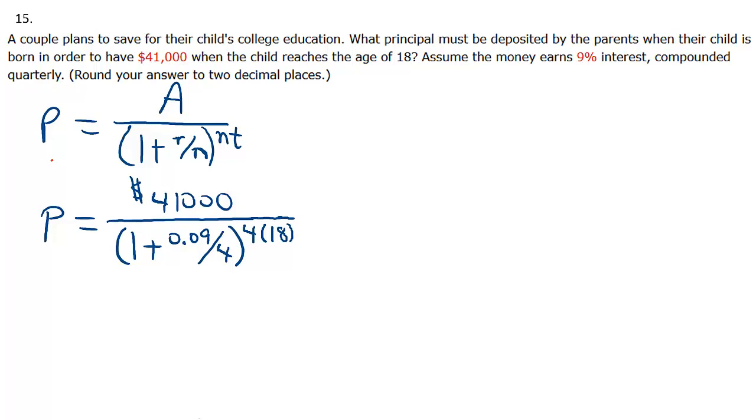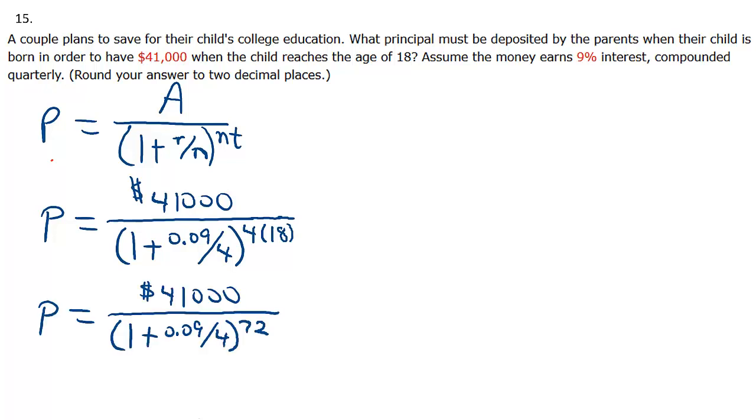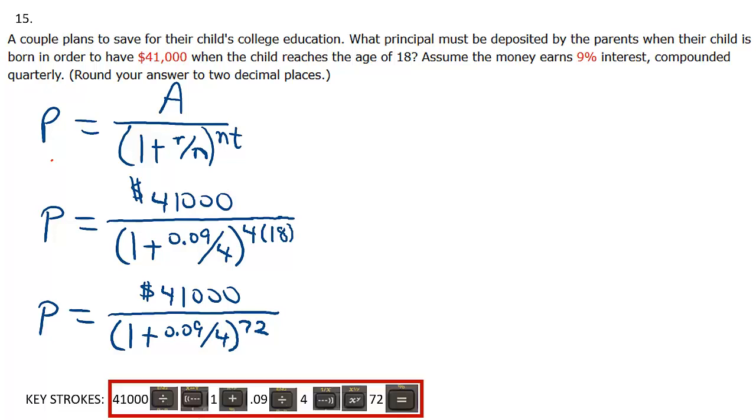Having done that, the future value is how much you want to have when the child reaches 18. That's a time in the future. So that's $41,000. The interest rate is 9%, which is 0.09. It's compounded quarterly, so N is 4. And we're doing it for 18 years, from the time the child was born until the child reaches 18. I would go ahead and multiply the exponents, 18 times 4, to get that exponent answer. That's 72, and then type it directly into the calculator.